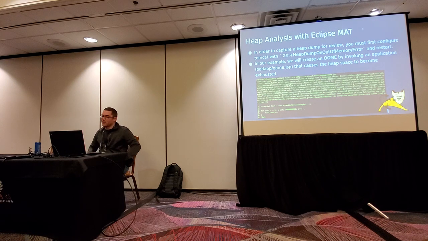In order to capture a heap dump, you have to add a JVM argument, -XX:+HeapDumpOnOutOfMemoryError, and then restart Tomcat. The next time Tomcat encounters an out of memory error, it'll create a heap dump for you. You can specify the file location and file name and all that in subsequent JVM arguments too.